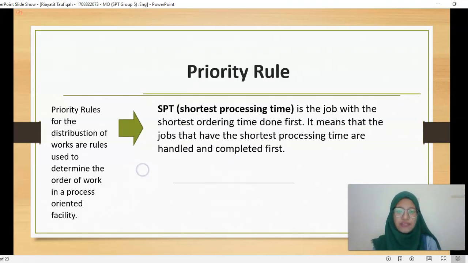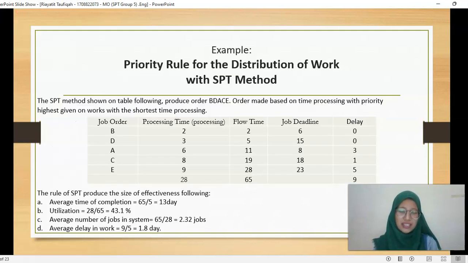First, we have to know the definition of priority rules. Priority rules for the distribution of work are rules used to determine the order of jobs in a process-oriented facility. And the definition of SPT itself is that the job with the shortest processing time is done first. It means that the jobs that have the shortest processing time are handled and completed first.